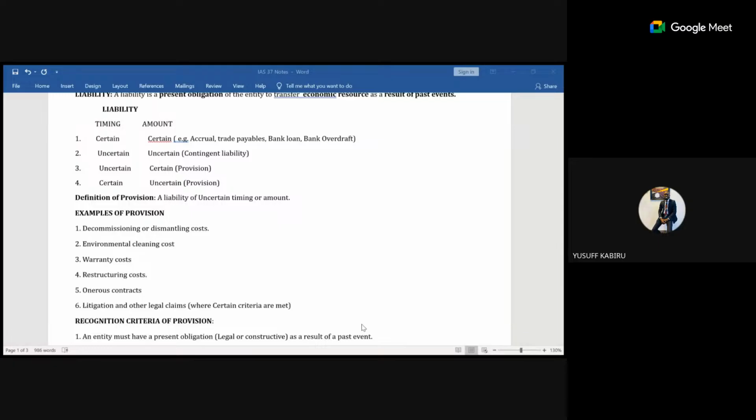You have to make sure the rivers and all the society in which you are carrying out your operation are fine. So the second one is environmental cleanup cost.